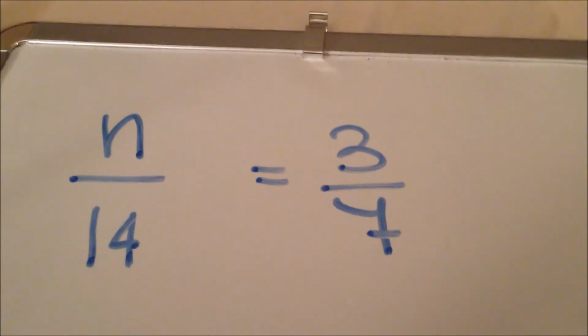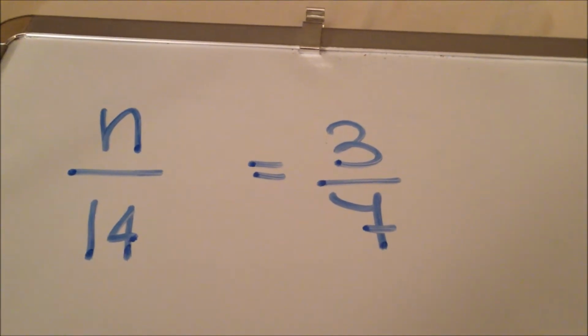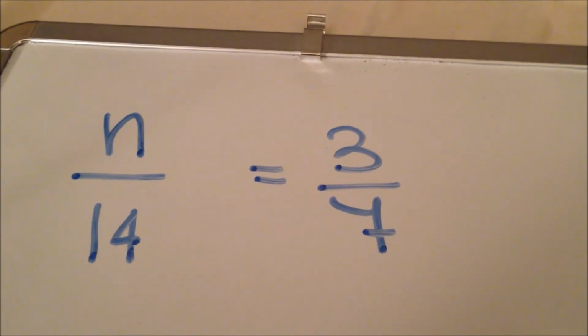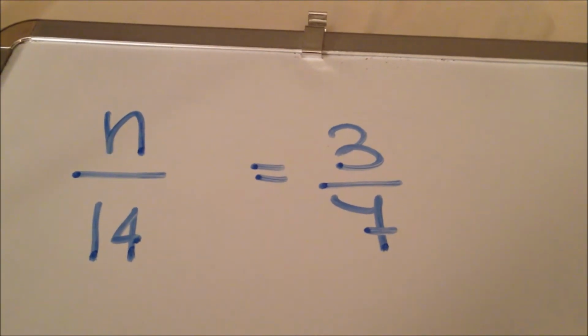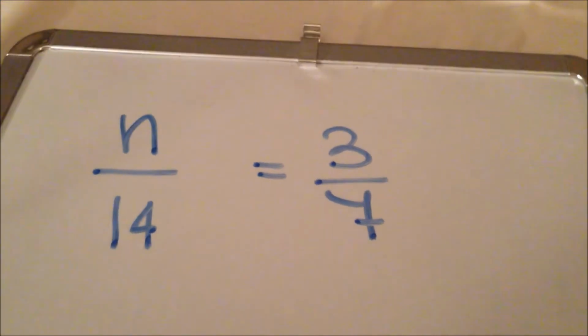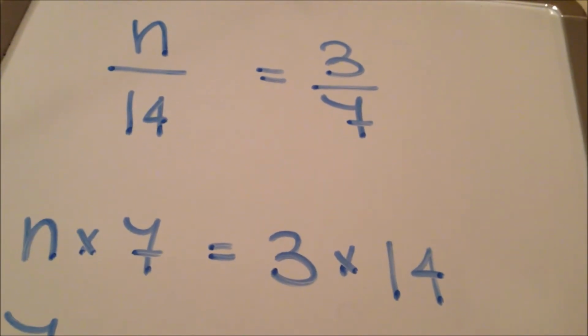Let's try another example. n/14 equals 3/7. You can do this one mentally. The answer would be 6. And the reason we know that is because 6 divided by 2 equals 3, and 14 divided by 2 equals 7. But if you want, you can cross multiply, so you get n times 7 equals 3 times 14.